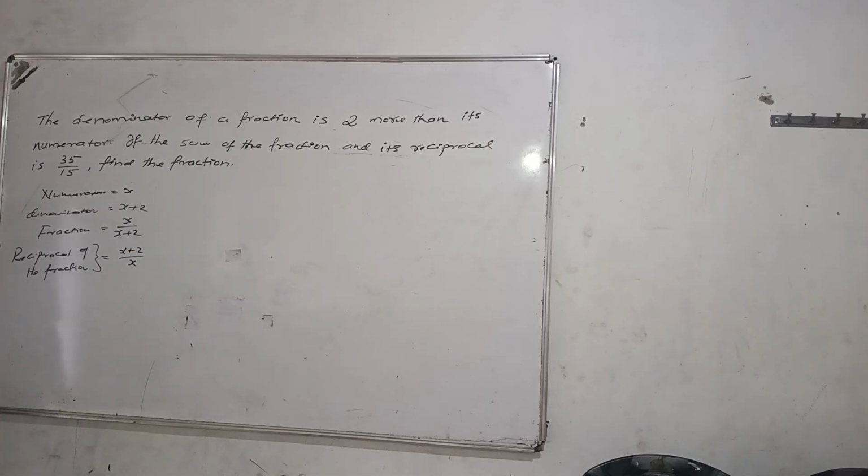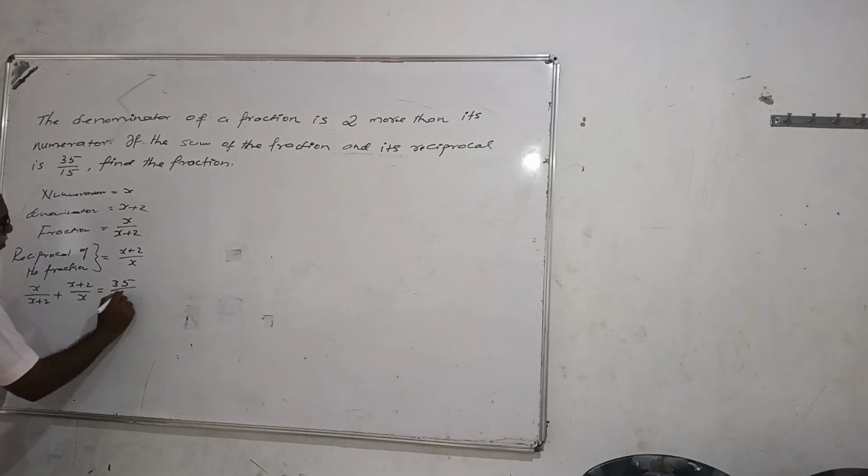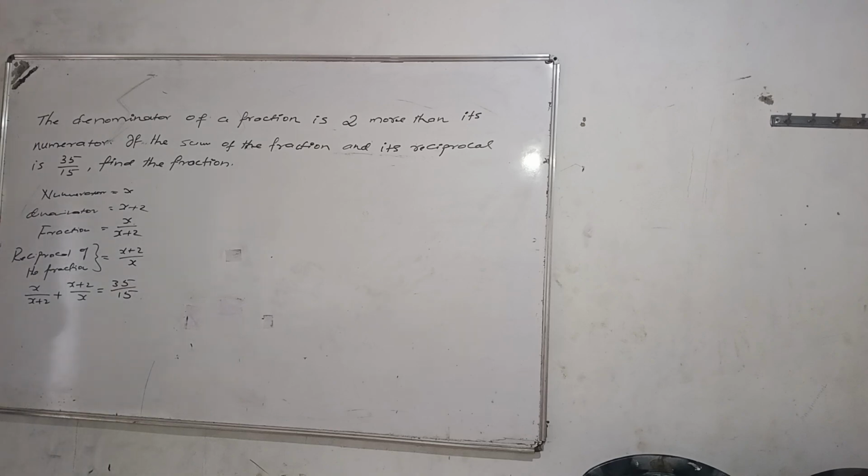So the question is here, the sum of the fraction and its reciprocal is 35 by 15. So we can write according to the question x divided by x plus 2 plus x plus 2 divided by x equal to 35 by 15. So if you simplify this, you will get a quadratic equation, and solve the quadratic equation.